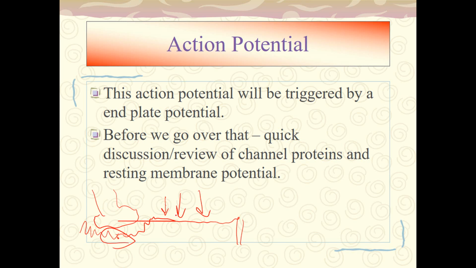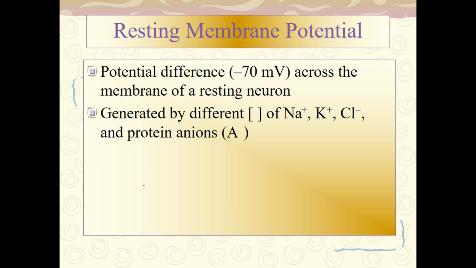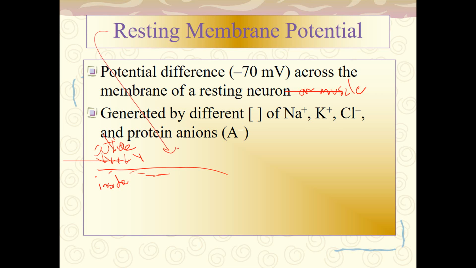So in order to cover those, we have to talk about channel proteins, which we've already done, and this resting membrane potential. The resting membrane potential just states that there is a difference across the membrane of a resting neuron or a muscle. So if here's the membrane, it would either be the sarcolemma, the plasma membrane of a muscle cell, or an axolemma, the plasma membrane of an axon. There is going to be a difference because there are different concentrations of ions. So the outside is going to be positive, and the inside is going to be negative. That is referred to as a resting membrane potential. That's the way it is at rest.